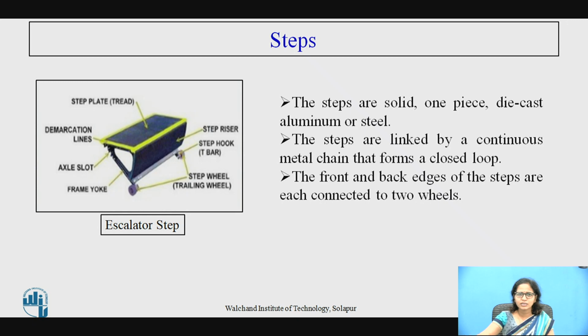So next, these are the steps. Here you can see the step plate above, which is called the tread, and below you can see the step riser, and there is a hook provided which will be T-shaped, a T-bar. Next, step wheels are there. The steps are solid, one piece, die cast aluminium or steel. They are linked by a continuous metal chain that forms a closed loop. The front and the back edges of the steps are each connected to two wheels.